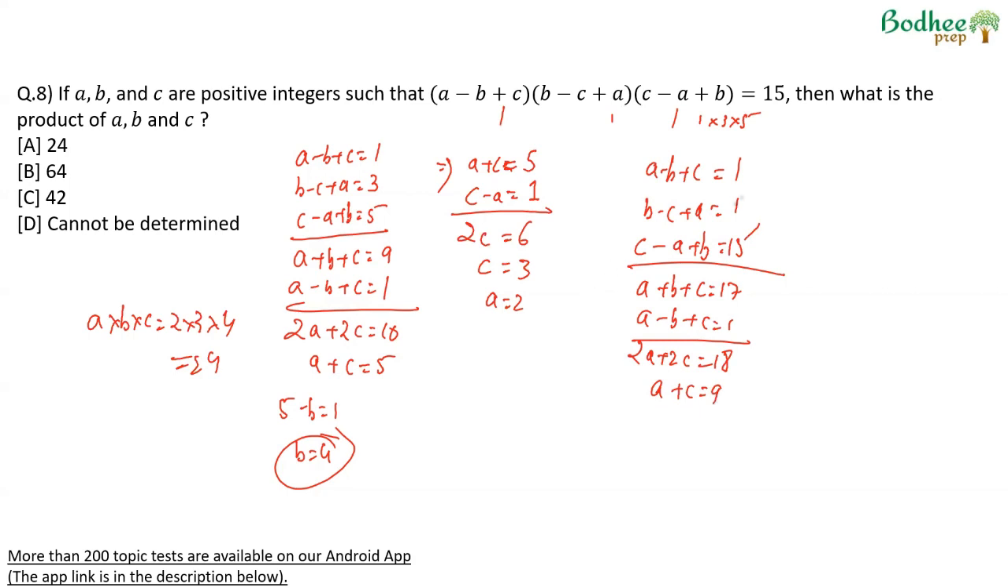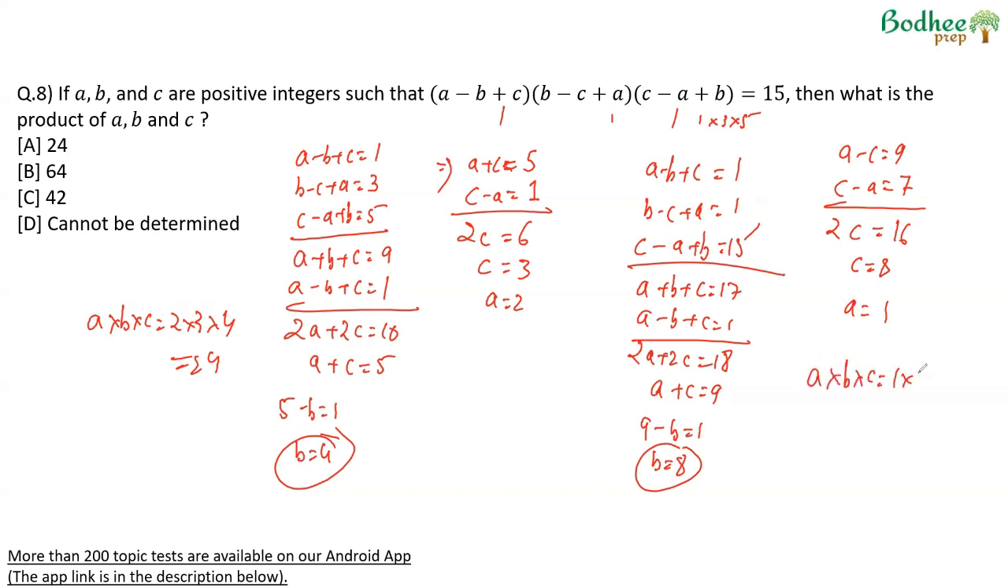Since A plus C is 9, we can put that value here. 9 minus B is equal to 1, so B will come out to 8. Putting that value, since we already have A plus C is 9, we can get C minus A is equal to 15 minus 8, which is 7. Adding, 2C is equal to 16, C is equal to 8. Putting that value here, A is equal to 8 minus 7, 1. And therefore, in this case, A into B into C will be 1 into 8 into 8, 64.